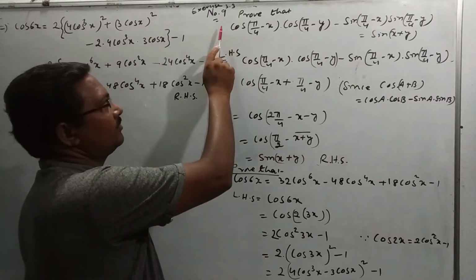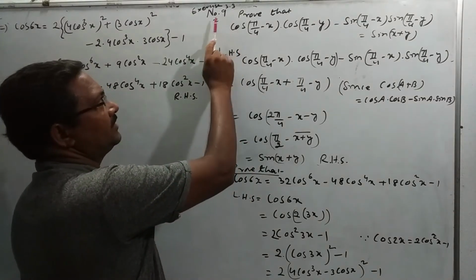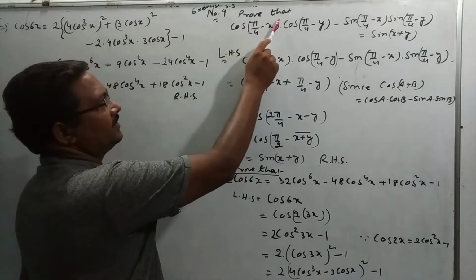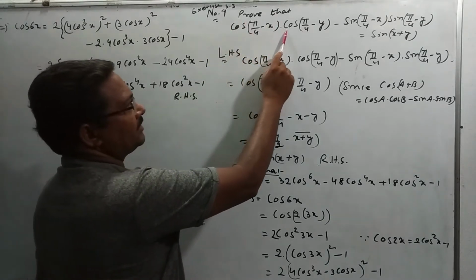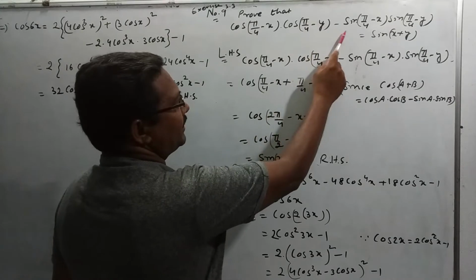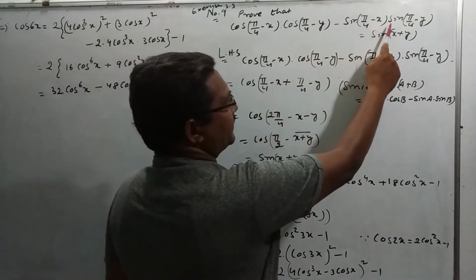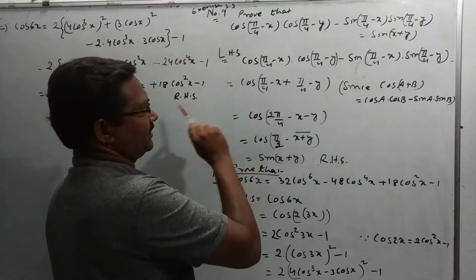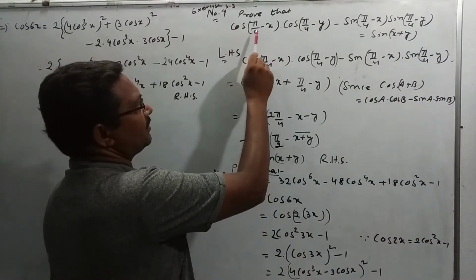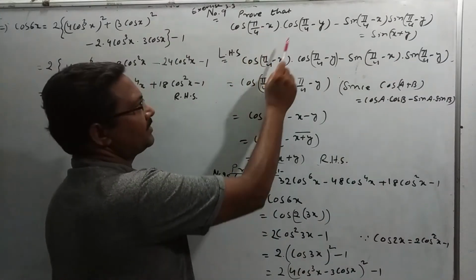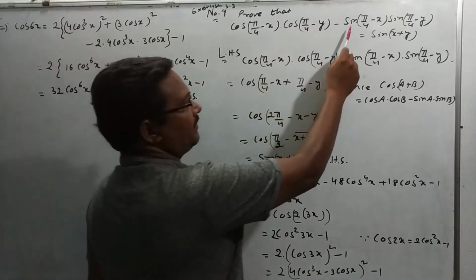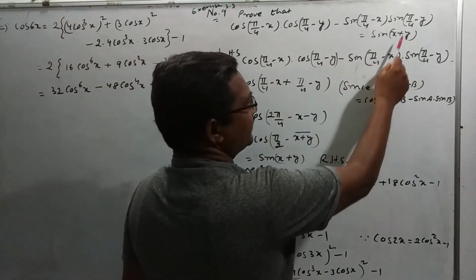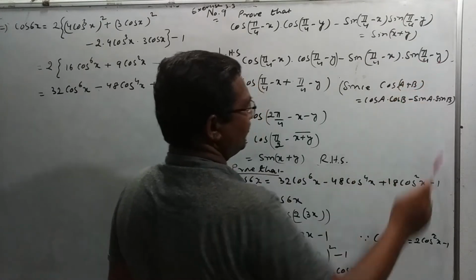Come to another example. Exercise 3.3, number 9. Prove that cos(pi by 4 minus x) cos(pi by 4 minus y) minus sin(pi by 4 minus x) sin(pi by 4 minus y) equals sin(x plus y). Come to the LHS. I write cos(pi by 4 minus x) cos(pi by 4 minus y) minus sin(pi by 4 minus x) sin(pi by 4 minus y).